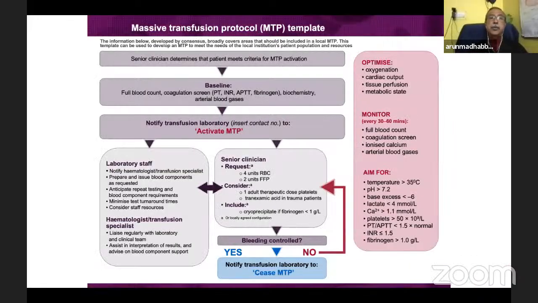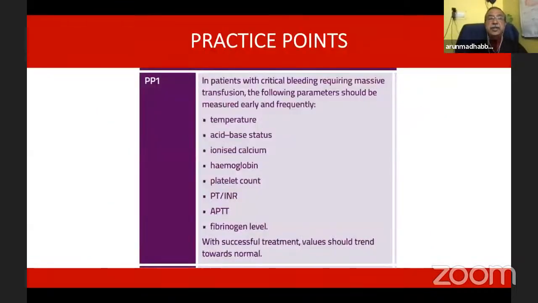Another very common term that we are learning today is massive transfusion protocol, or what is familiar with OBGYN as an MTP template. What we really do is we optimize oxygenation, we optimize cardiac output, we optimize tissue perfusion, and similarly we maintain the metabolic state. We monitor every 30 to 60 minutes for full blood count, look at the coagulation screen, look at the ionized calcium or even arterial blood gas composition, whether they are being maintained or not. We always should aim for a body temperature more than 35 degrees centigrade, pH 7.2, base excess of -6, lactate and calcium as normal as possible. So by doing this, I think we'll be doing a great justice.